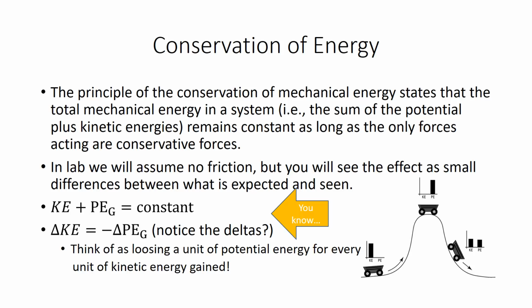So if you think the velocity should be higher at the end of a track, and it's not quite there, you know why. It's probably due to friction. We can't get away from that.